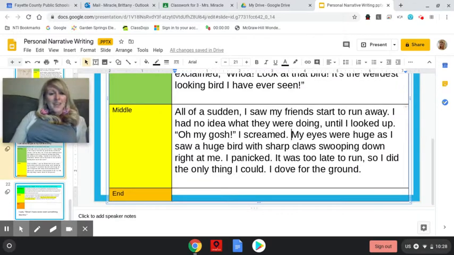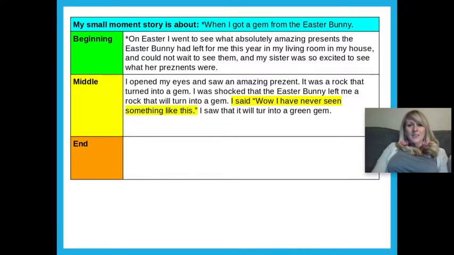I want to now look at Gavin's because Gavin had already tried to add in some dialogue. All right, so Gavin in his middle right here, he writes, "I opened my eyes and saw an amazing present. It was a rock that turned into a gem. I was shocked that the Easter Bunny left me a rock that will turn into a gem. I said, "Wow, I have never seen something like this." I saw that it will turn into a green gem." So what he's done right here, he said, I said, and then he's used his quotation marks to show that he is speaking. He did leave out one thing.